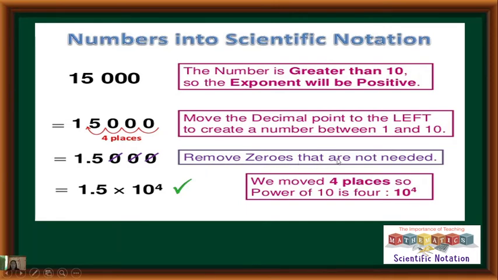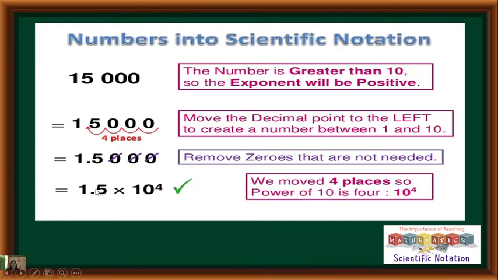So remove zeros that are not needed. These are insignificant digits, so you are going to remove the zeros. Okay? Next, we moved 4 places, so the power of 10 is 4. We moved 4 places to the left, and if you move to the left, the exponent of your base 10 should be positive 4.